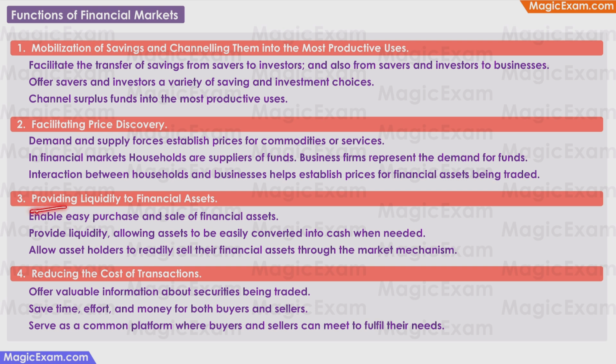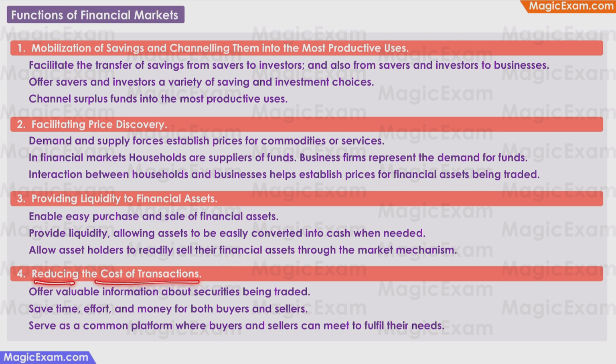The third one is providing liquidity to financial assets. If I have Infosys shares and I need money urgently, then the financial markets provide the liquidity, because I can sell these shares in the stock market and convert them into cash. The various types of financial markets like the bond markets, the forex markets, the debt market allow for the sale or the purchase of different types of financial assets, and therefore they provide liquidity.